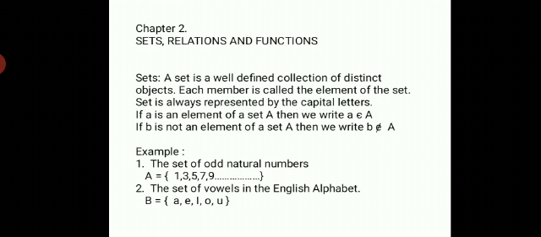For example, the set of odd natural numbers, it is denoted by the letter A, that is equal to {1, 3, 5, 7, 9 and so on}. Infinitely many numbers we can write within a flower bracket. And second example comes the set of vowels in the English alphabet, that is denoted by the capital letter B, which is equal to {a, e, i, o, u}. Since we have only 5 vowels in the English alphabet, it is a finite set.